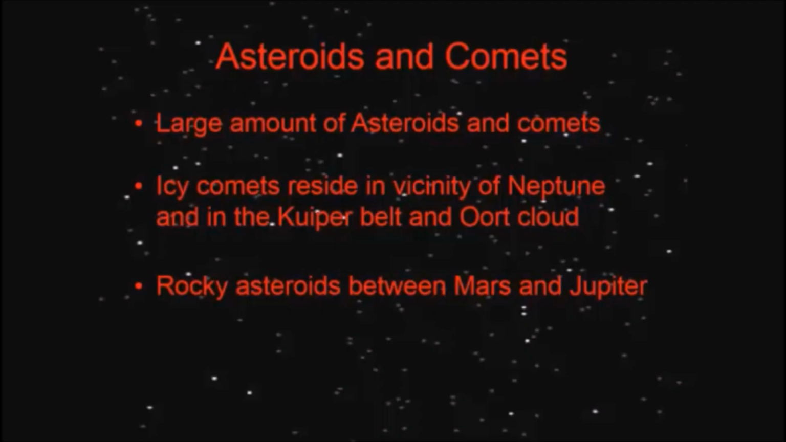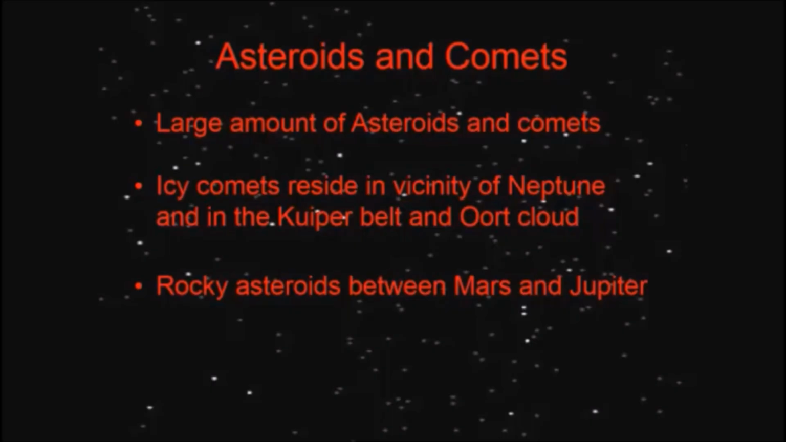And then we have a few other things like asteroids and comets. So there's a large amount of asteroids and comets. The icier comets tend to be out beyond the orbit of Neptune and in what we call the Kuiper belt and the Oort cloud, which are clouds or belts of very icy objects formed on the edge of the solar system.